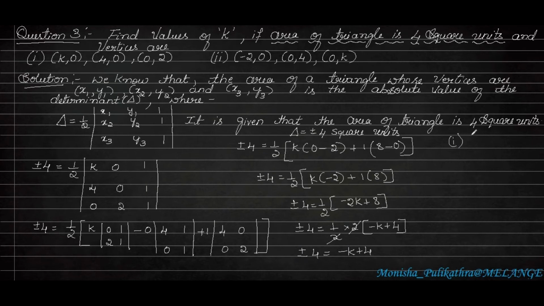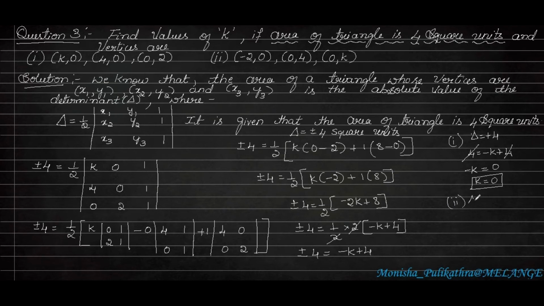So here in the first case, area of triangle is equal to plus 4. So it will be 4 is equal to minus k plus 4. So plus 4 gets cancelled. Minus k is equal to 0. So k is equal to 0. So when delta is plus 4, k is equal to 0.